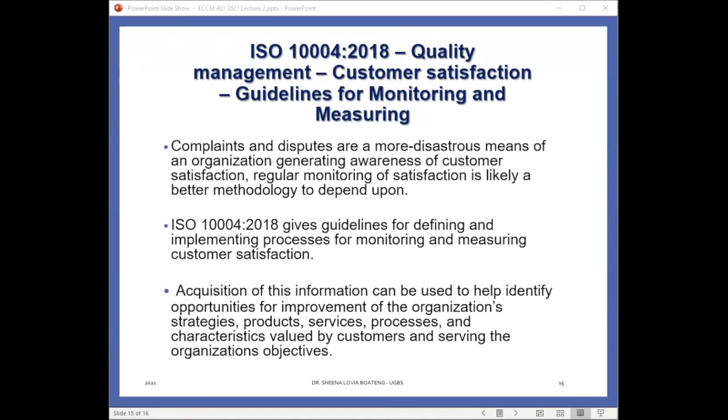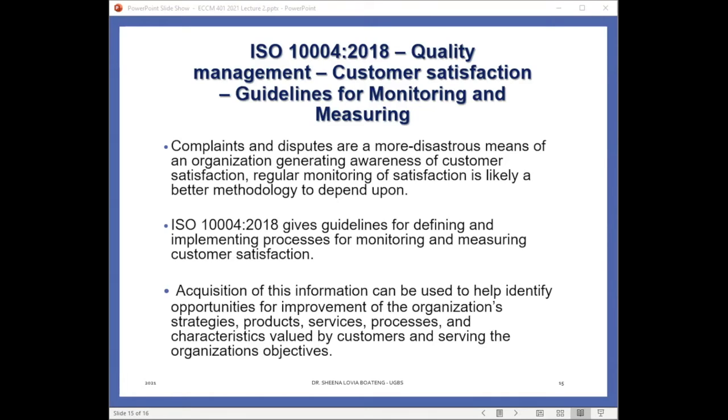Now, this particular standard is very pivotal to our course because complaints and disputes are a more disastrous means of an organization generating awareness of their customer satisfaction. The organization cannot afford to always wait for complaints to come and disputes to emerge before they appreciate the level of dissatisfaction that customers have. So it is in their best interest to put in place a system to monitor and measure customer satisfaction consistently to ensure that they are able to identify and manage sources of complaints and disputes before they even emerge.